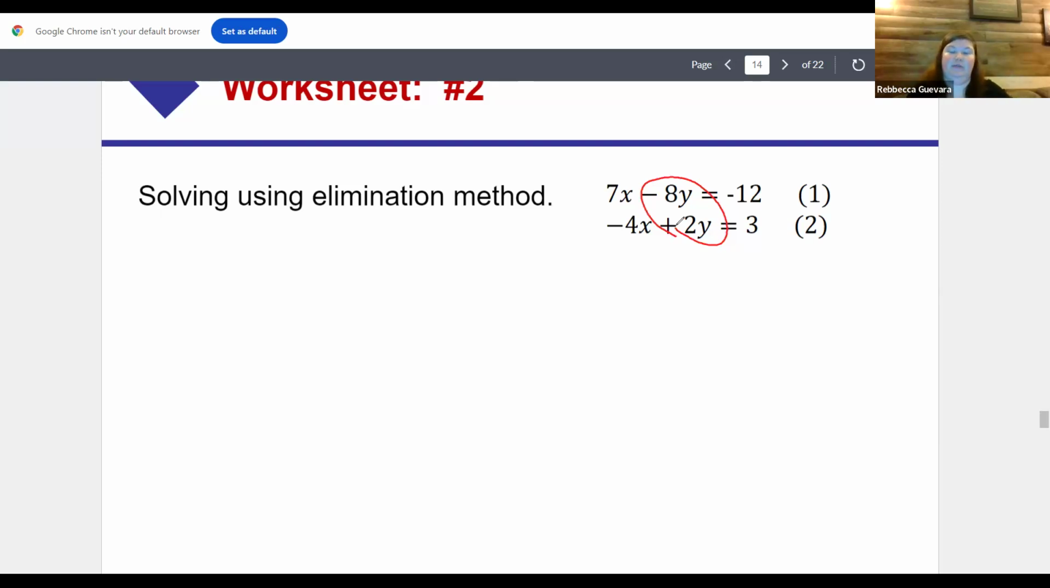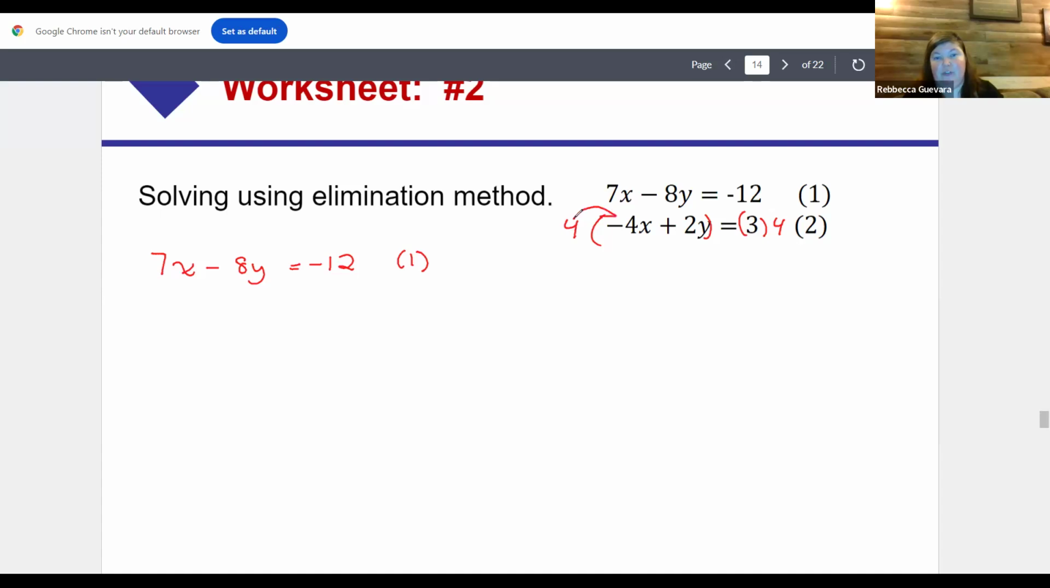Those two numbers, one of them is a multiple of the other. So if I just multiply the 2y by 4, I could cancel out that negative 8y, because then I'd have a positive 8y. So it's the second equation. All I have to do is just multiply by 4 here and by 4 here. So the first equation stays the same. So this is equation number 1.